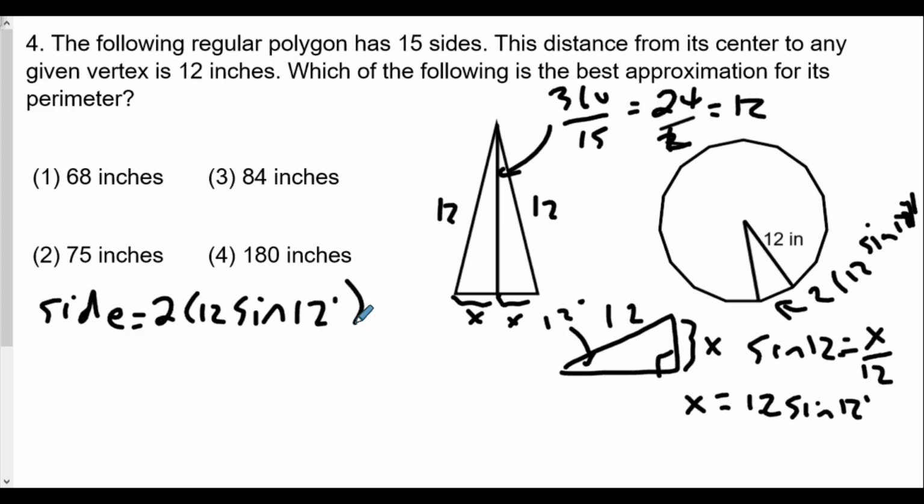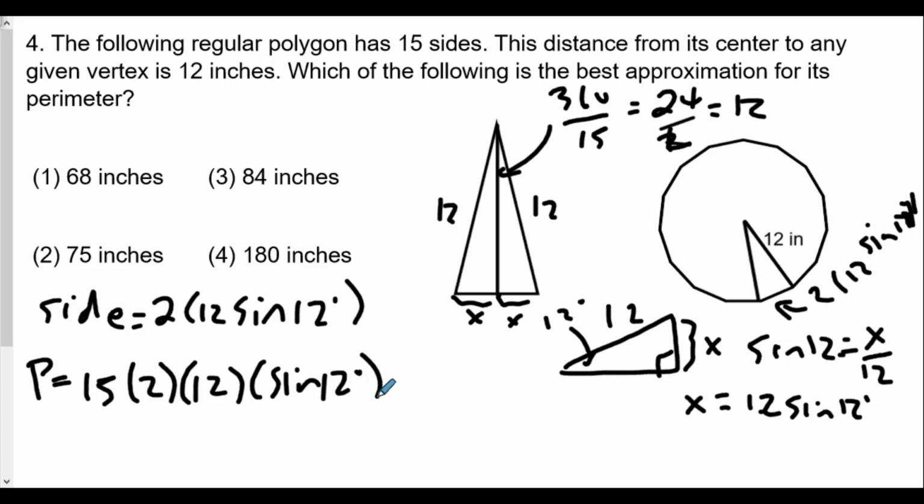But there are 15 sides. So our perimeter will be 15 times 2 times 12 times the sine of 12 degrees. This is how we find the perimeter. We find the measure of the side the way they talked about, using right triangle trigonometry, where we find one piece of the isosceles triangle's base. The side of the regular polygon is 2 times that, because it takes 2 parts to make that one side, and there are 15 of them, so we multiply by 15.